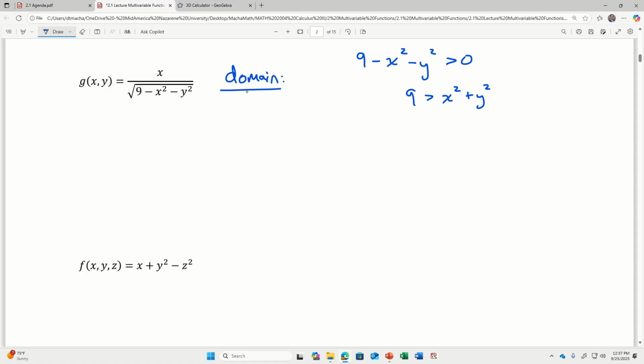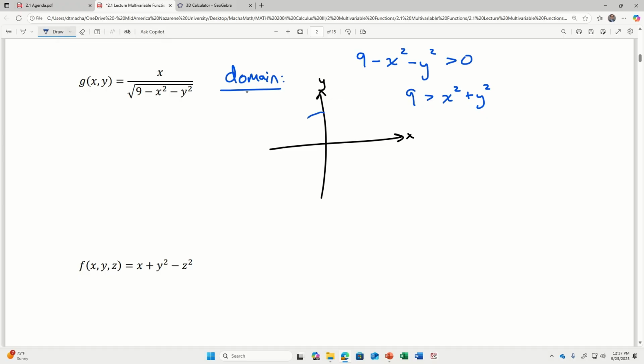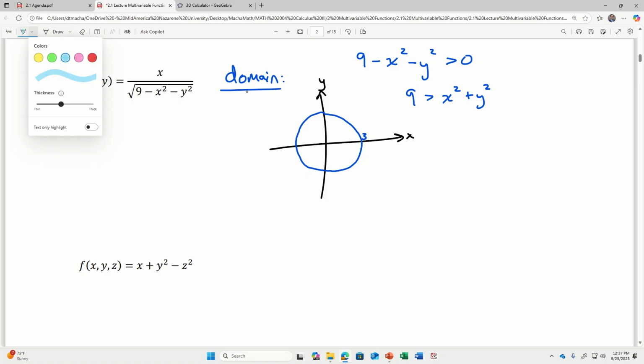So if I was going to draw my domain, and here's a circle with radius 3, what part do I shade? The inside this time, yeah. The inside of the circle with radius 3, that's where x squared plus y squared is less than 9.